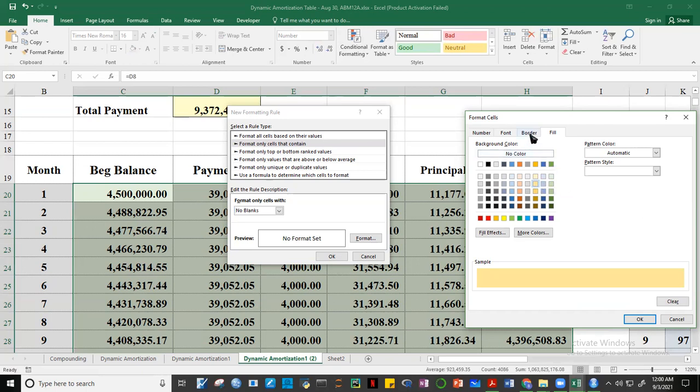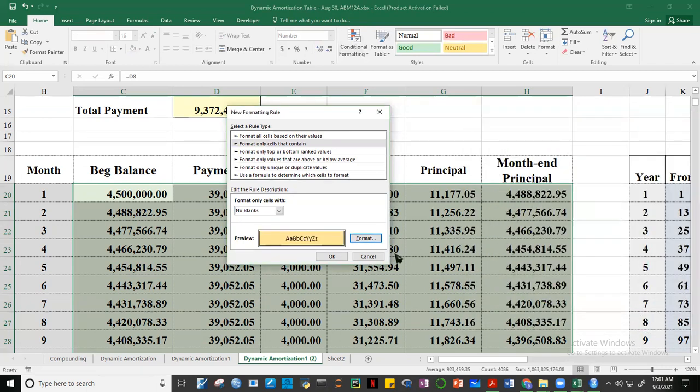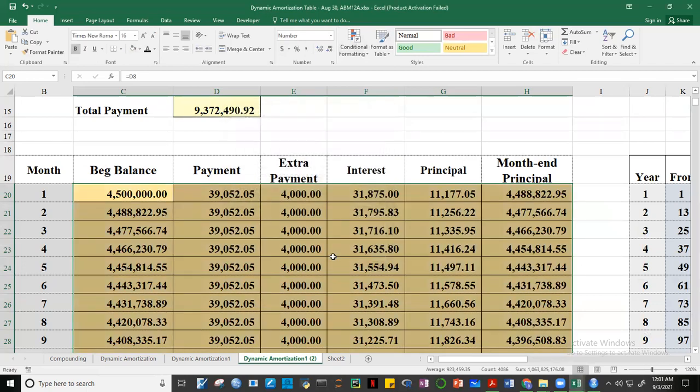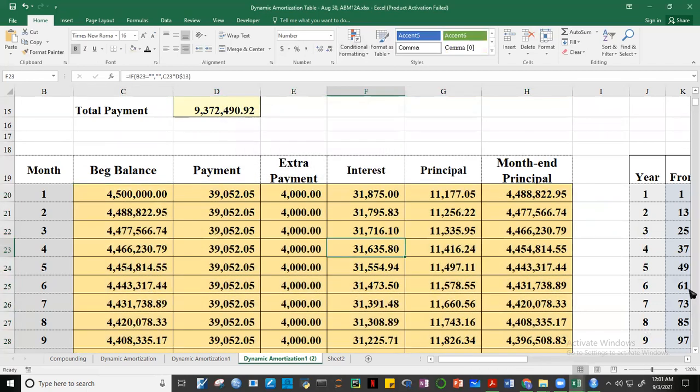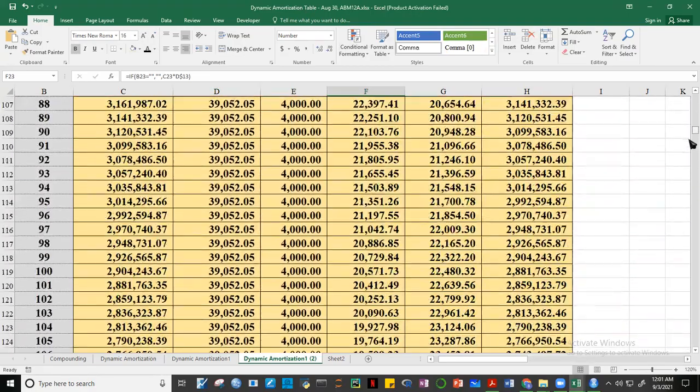And then let me put borders. I'm going to choose this dotted line. I'm going to put dotted lines dun sa border niyan. Or you can choose a solid line here. Pwede rin yan. Okay, so naka-solid line na siya. So I press OK. There. So ang ma-format lang dito guys, yung cells that contain no blanks.